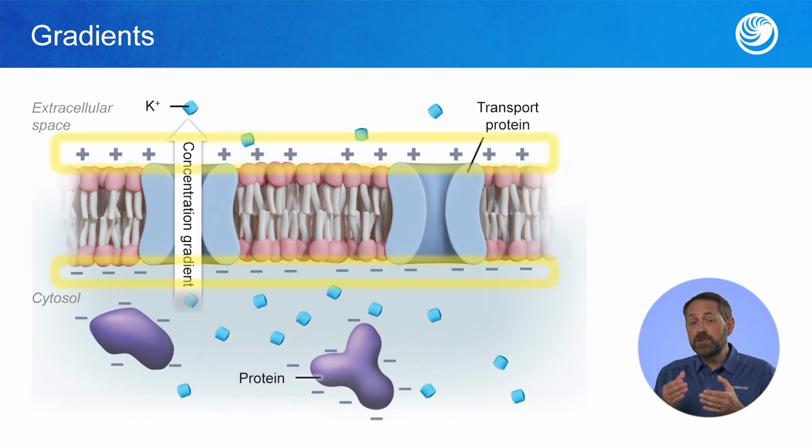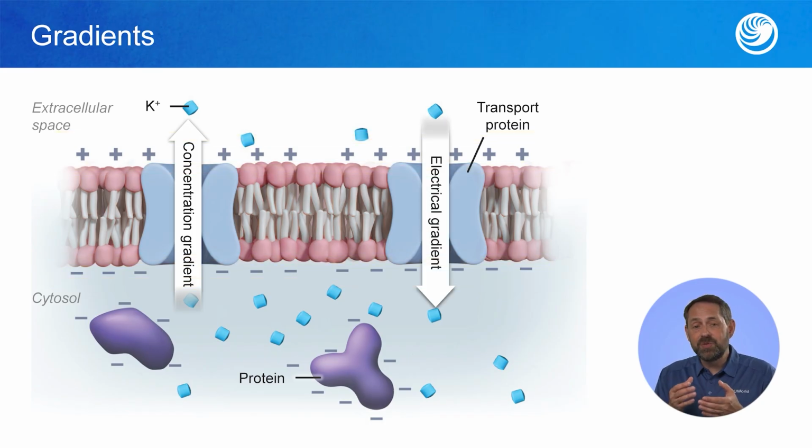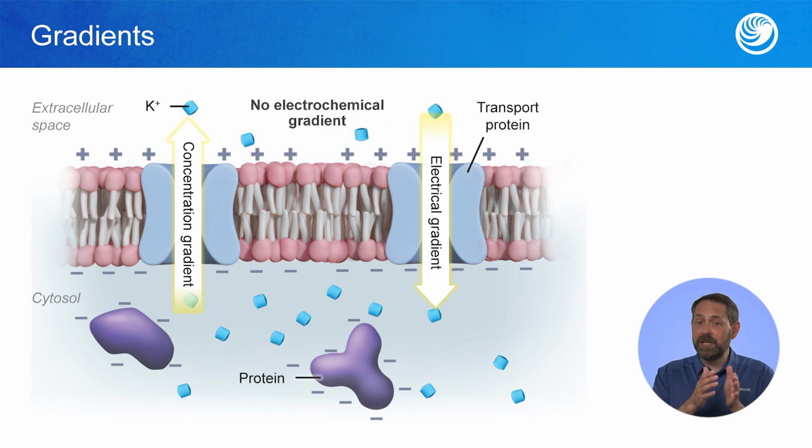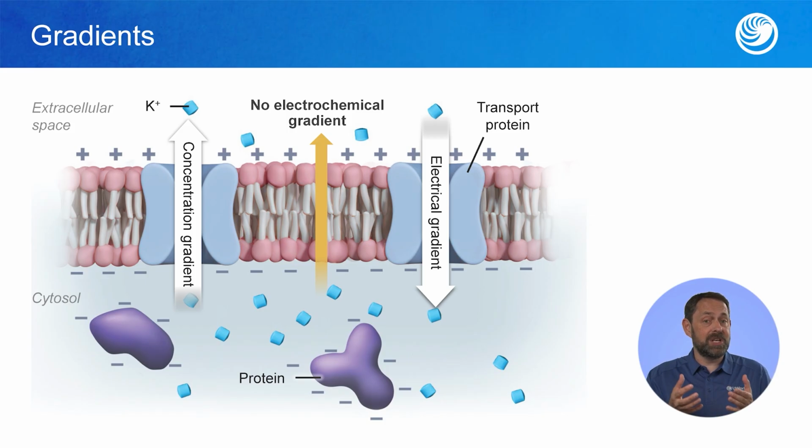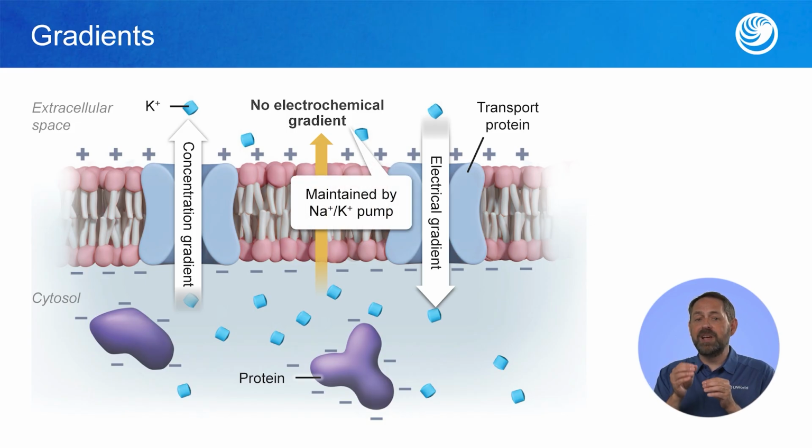The difference in electrical charge across the membrane constitutes an electrical gradient that tends to drive the positively charged potassium ions back into the cell. The combined effect of these two forces, that is, the electrochemical gradient, still favors the movement of potassium out of the cell, but less strongly than the concentration gradient alone would suggest. A key factor in maintaining the electrochemical gradient is the operation of the sodium-potassium pump, which, as we discussed earlier, moves sodium out of the cell and potassium into the cell.